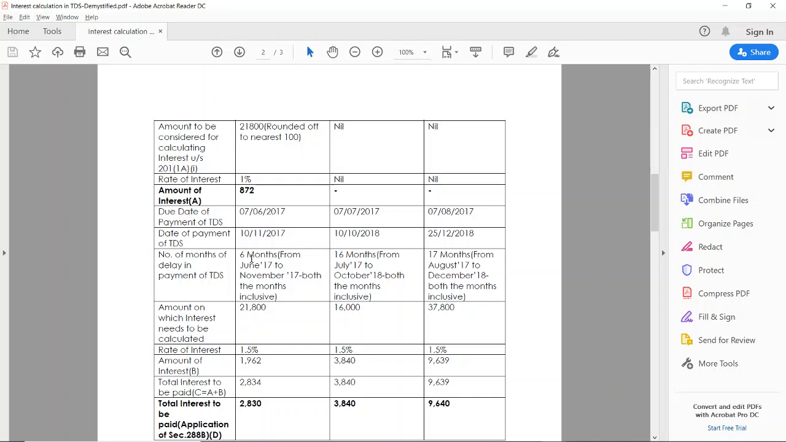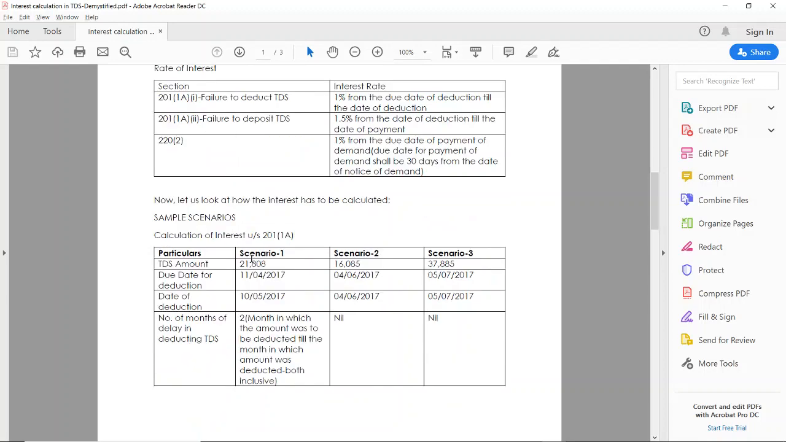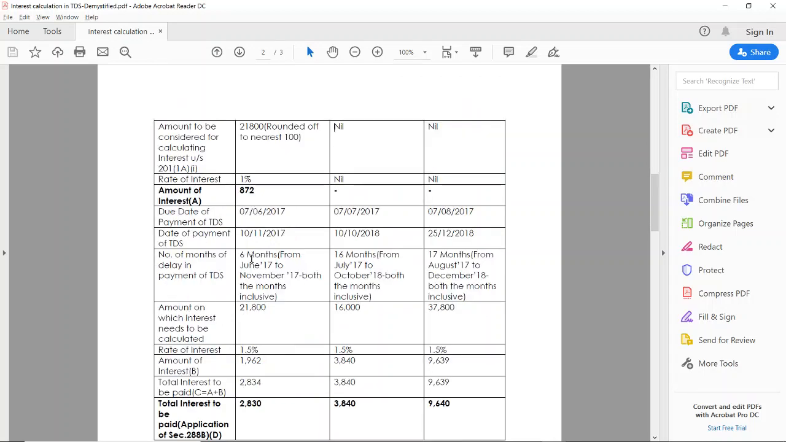Again, we'll have to calculate the interest at 1.5%, which means there is a default in violation of the rules of TDS. That is, one has to deposit within the 7th of the next month. So there is a failure to deposit TDS, and the interest has to be calculated at 1.5% per month. So we have 6 months of default, and the amount on which interest has to be calculated would be 21,800. For 6 months, you would get 1962. That is as far as scenario 1 is concerned.